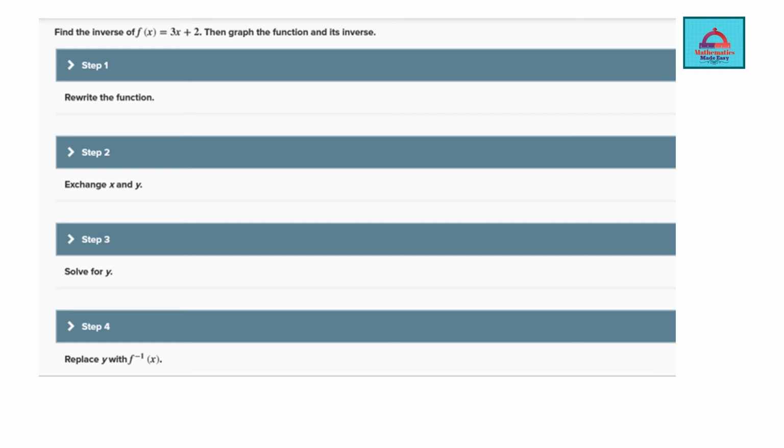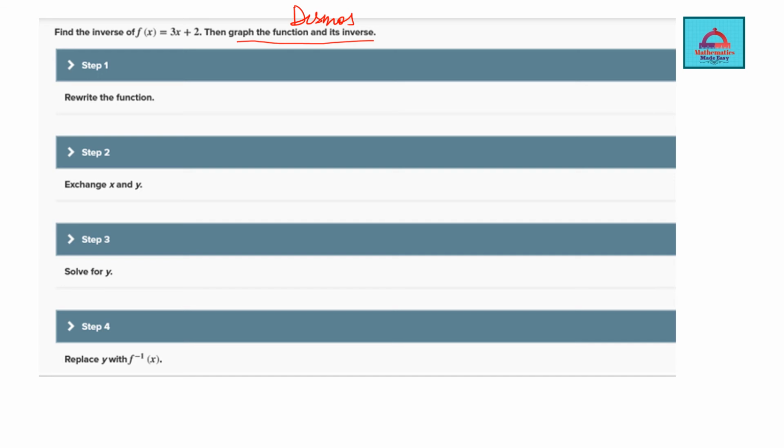Okay, so let's solve this question together. There are 2 parts to the question. First is where you do step 1, 2, 3, 4 and find the inverse. And step 2 is where you do the graph. So for graph, we will go to Desmos and see our solution there. Let's do these 4 algebra steps.